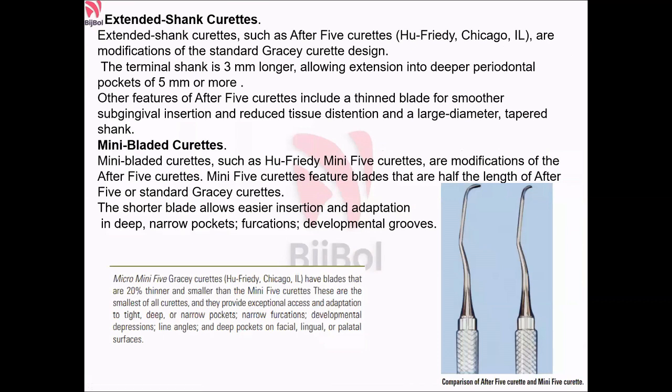Extended shank. Henceforth, we will be looking into modifications of the curettes. Extended shank curettes are also called after 5. Basically what they did is they added another 3 mm. Their shank is 3 mm longer so that the instrument can enter a pocket deeper, up to 5 mm or more. That is why they are called after 5. Please remember, after 5 means they enter a depth of greater than 5 mm, but their modification in the shank is 3 mm longer. Are you clear with that? There are some other features of after 5 curettes, like they made the blade thinner so that you have a smoother insertion and reduced tissue distension, and a large diameter shank.